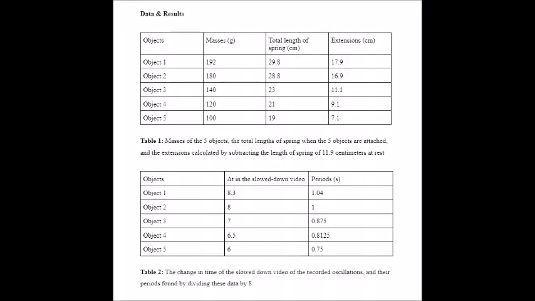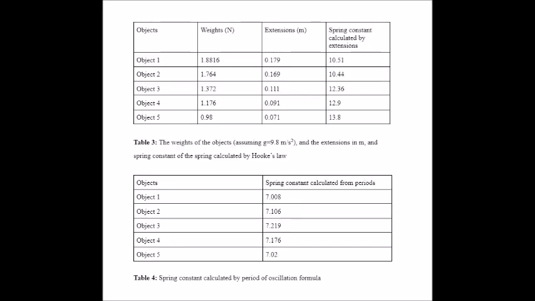To summarize the conclusion of my experiment, the spring constant of a spring was calculated by 2 methods for 5 objects. The first by extension and the second by period. When the mass of the object increased, the extension and the period of oscillation also increased as expected thanks to Hooke's law and the period of oscillation formula. The work done by the spring is also increased when the masses increase.